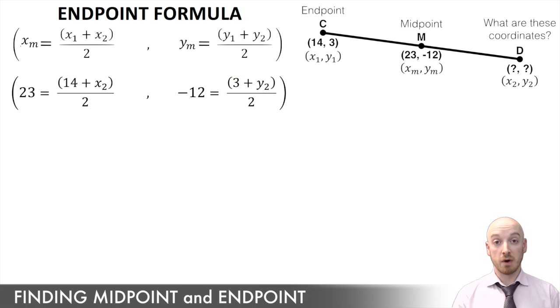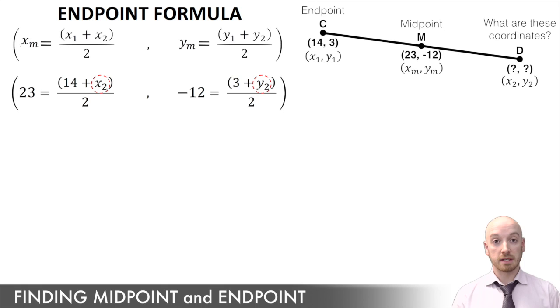Now notice I have two unknown values here, one on the x side and one on the y side. And that's what I'm trying to solve for in this question, that one unknown x value and that one unknown y value. Now to solve for those unknown values, I have to isolate them, right? That's how we solve for a variable. We isolate it or get it by itself.